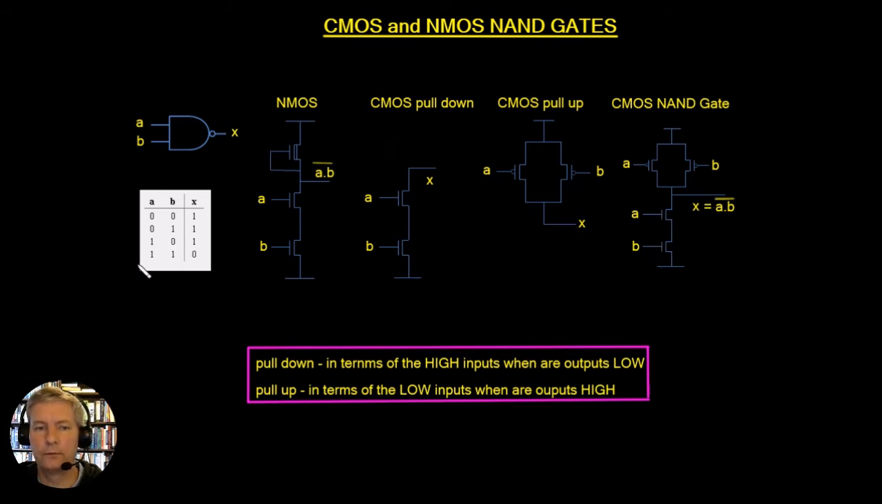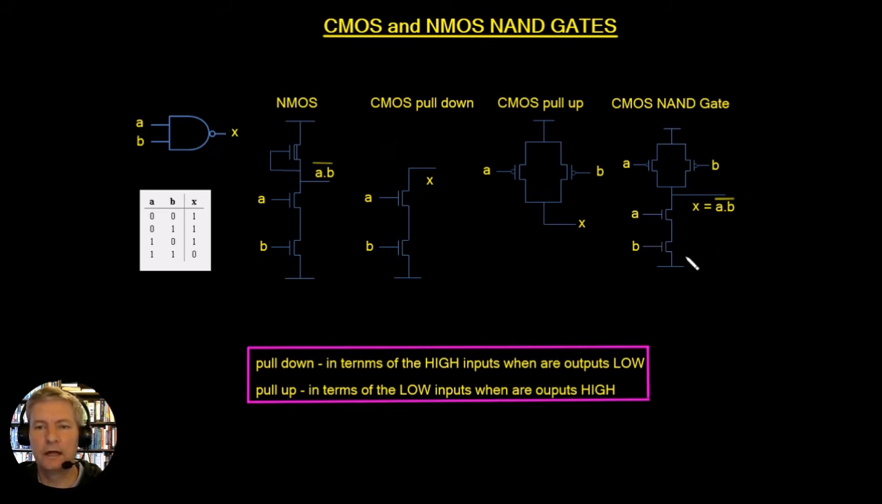Also, whenever both inputs are high, it means that both of these transistors are off. So there's no way that this point can be connected to both this point here and this point at the same time. It's not possible because both of these are off. It means we're going to have the low output.